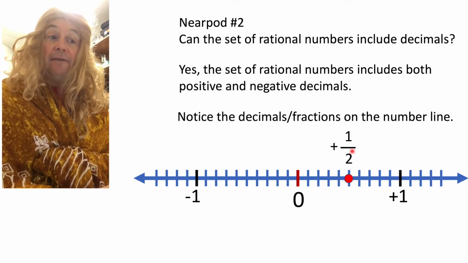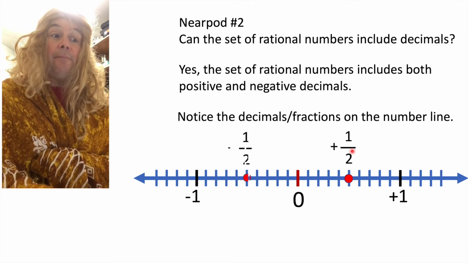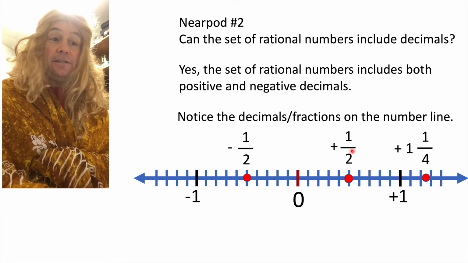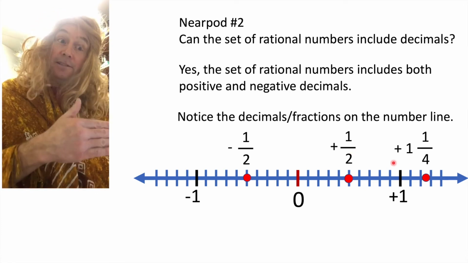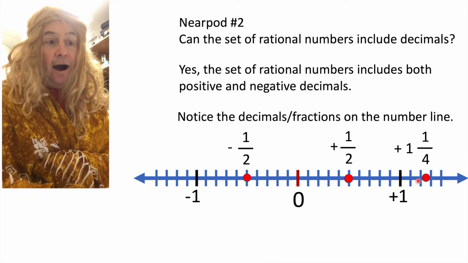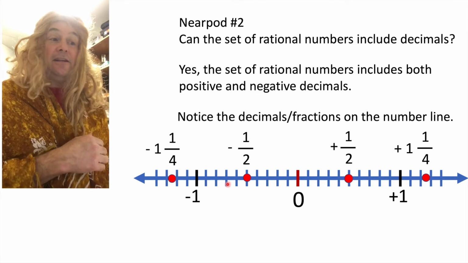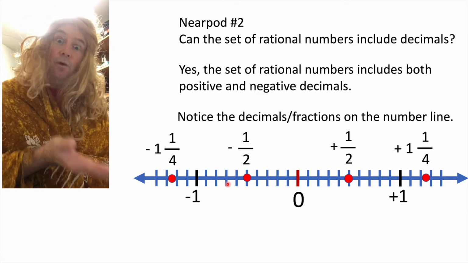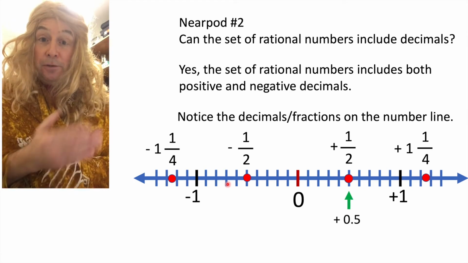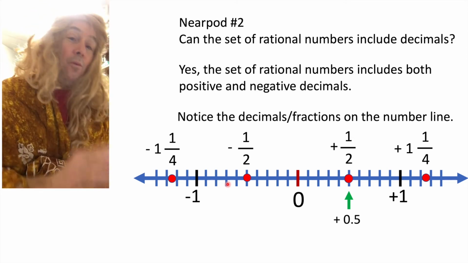So here we have a positive 1/2. Well, guess what? We can have its opposite, which is a negative 1/2. Notice that we can have a mixed number, a positive 1 1/4, and then we could have its opposite, the same distance from 0 on the negative side of the number line. So we could have a negative 1 1/4. All right? Now, each of those can be written as decimals. Mr. Triola, do they know that already? Wonderful.